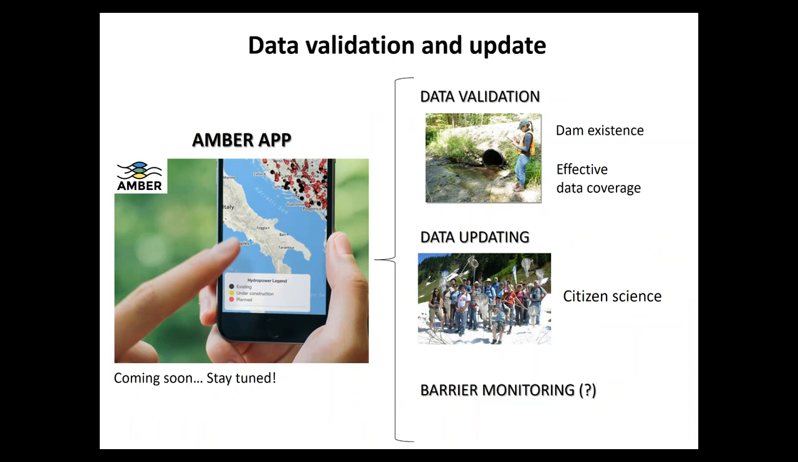I mentioned before the Amber smartphone app. The main aim of this app, as I told you before, is to make people aware of the problem of river fragmentation and so the presence of barriers along our rivers. The app will be released in spring 2018, so next spring.